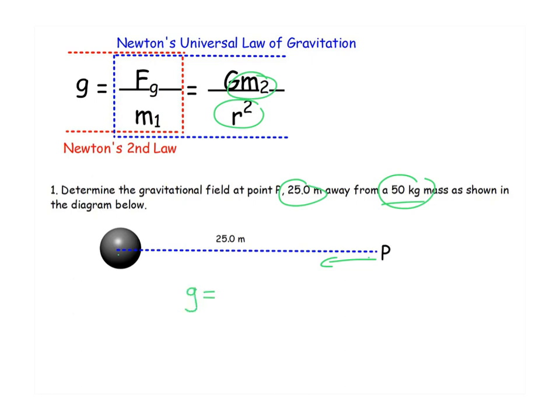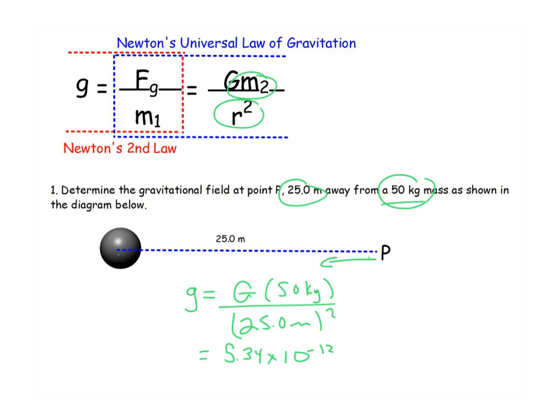So the gravitational field strength is big G times my 50 kilograms divided by 25 meters squared. And remember that it's squared. So 6.67 times 10 to the negative 11 times 50 divided by 25 squared gives me 5.34 times 10 to the negative 12. If we want a direction, it's to the left, towards the center of that square. So we can get a direction because it is a vector, and we do need some units.